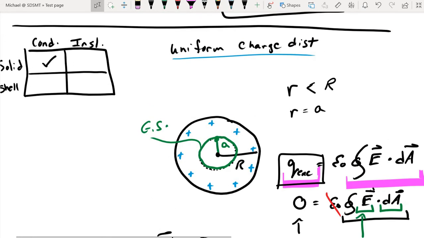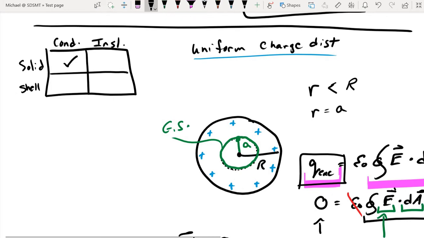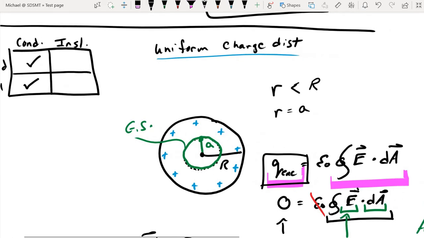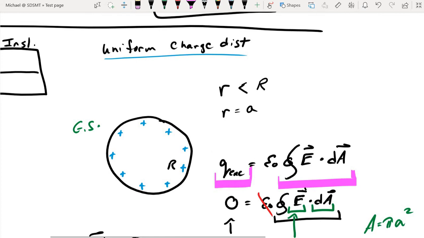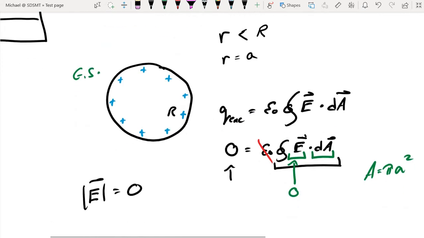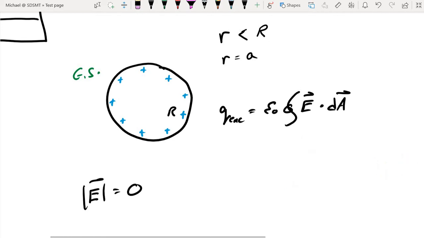All right, well, let's move to an insulating solid. Actually, let's save that for last. Let's move down to the conducting shell. And we'll start over with our picture here. I'll go ahead and leave Gauss's law there because we're going to need to use it again.